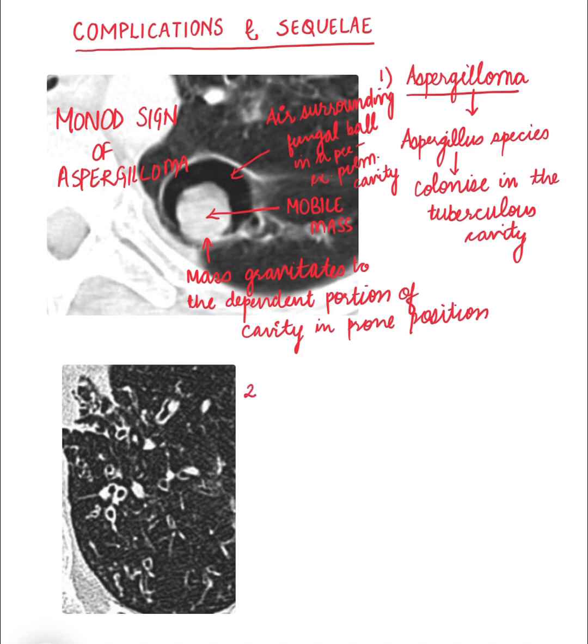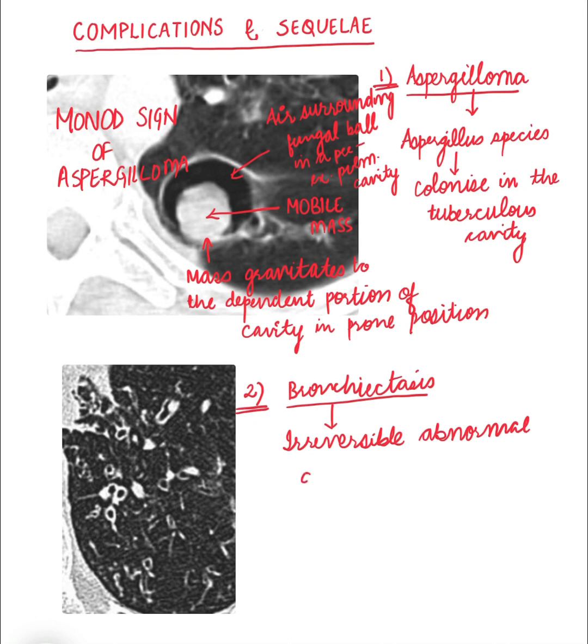The second complication is bronchiectasis. So, what is bronchiectasis? It is an irreversible, abnormal dilatation of the bronchial tree.